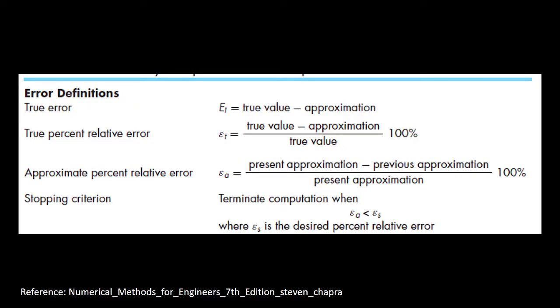Then error definition. True error is the difference between the true value and the approximation. The true percent relative error is the difference between the true value and the approximation divided by the true value, multiplied by 100%. Then the approximate percent relative error is the present approximation minus the previous approximation, all over the present approximation, times 100. Then the stopping criterion: if the approximate percent relative error is less than the desired percent relative error, you could use this stopping criterion, but most likely we are just using relative error as our stopping criterion. What value of relative error is acceptable?